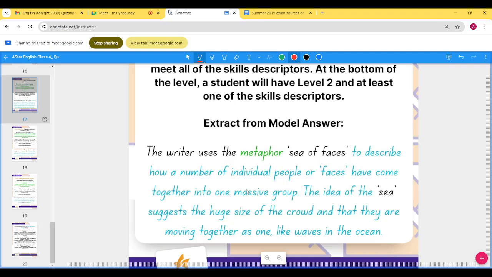So again, it has tried to link it to the crowd, but it's a little bit more simplistic, just saying big, huge, large, these sort of waves. It has linked to the sea like waves in the ocean. Sea moves in waves, a crowd can move in waves too, but it hasn't got the depth or sophistication of the higher level.